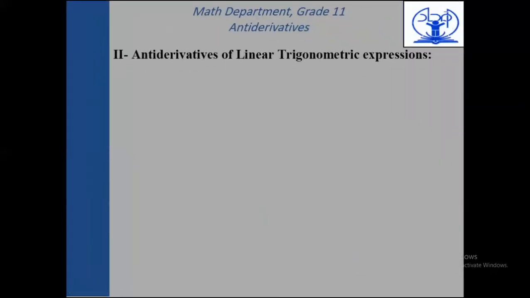What about antiderivatives of some trigonometric expressions of sine and cosine, but where the angle is linear? What if the angle is not just simply cosine x? It could be cosine(ax + b). It's simply 1 over a sine(ax + b) plus c. This is a rule that you need to know by heart.